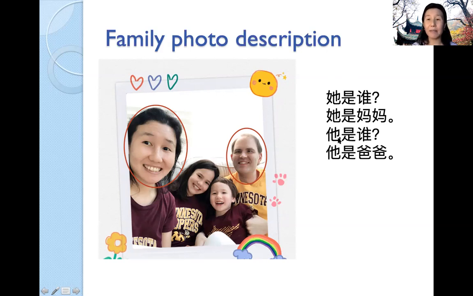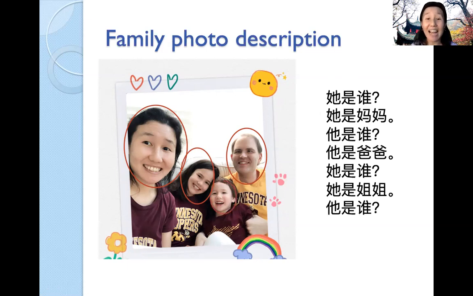他, but the characters are different as far as the radicals are concerned. One is a female radical and one has a person radical. 她是谁? 她是姐姐. Finally, 她是谁? 她是弟弟. Let's repeat one more time.